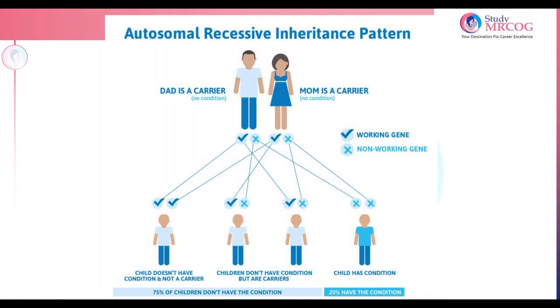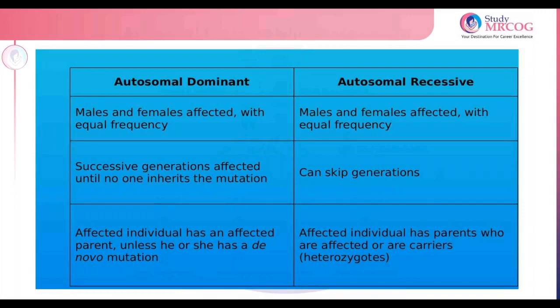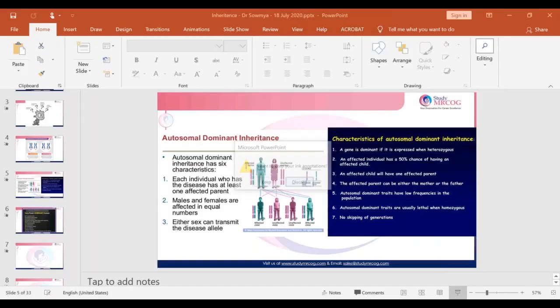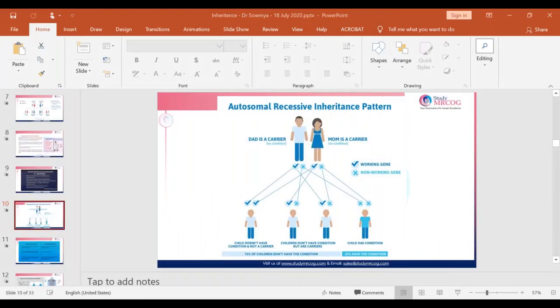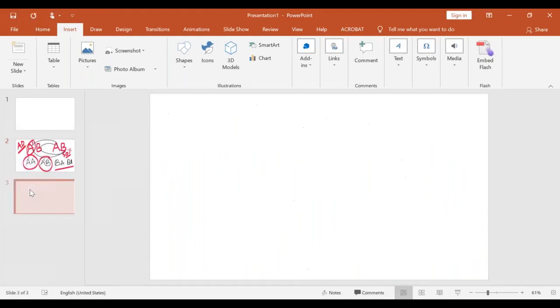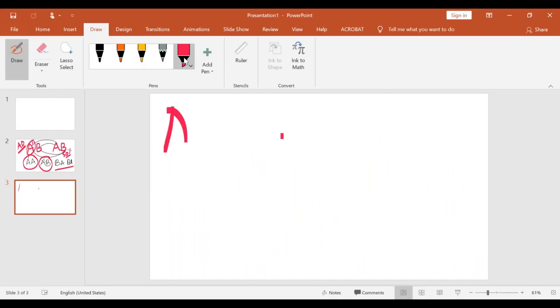We will just see how to write this pedigree to make your life easier. Okay, so now let's take a new slide and draw autosomal recessive. I will write a couple of permutations and combinations. Let's take first, both the parents are carriers, that is A dash B and then A dash B. This means they are carriers.